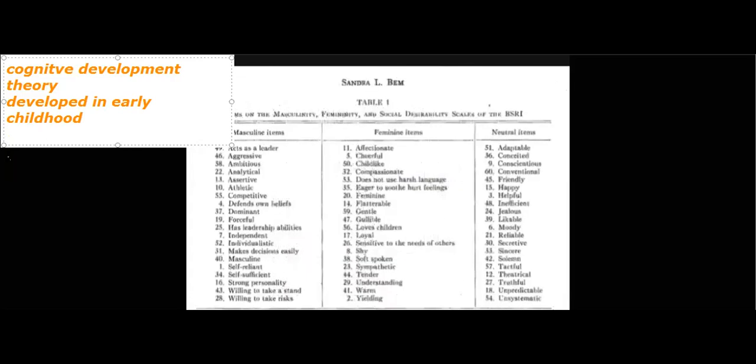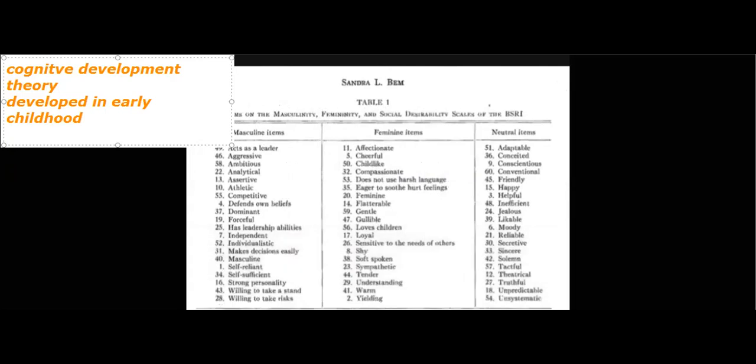Bem created her gender schema theory in 1981, following the development of the Bem Sex Role Inventory, used to measure the extent to which a person subscribes to the stereotypical masculine and feminine characteristics. In the following slides, we will talk about Bem's Sex Role Inventory, or BSRI. The purpose of BSRI is to determine how closely an individual reflects the culture's definition of maleness and femaleness in their own self-descriptions. The BSRI consists of 60 traits or characteristics, each of which are categorized as masculine, feminine, or neutral.